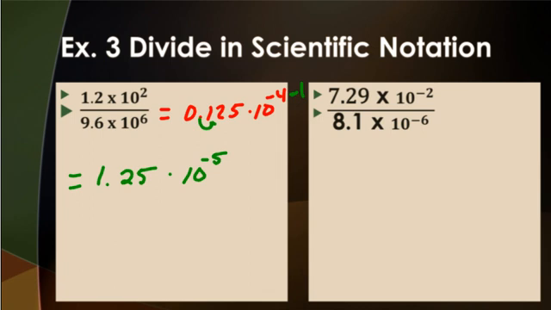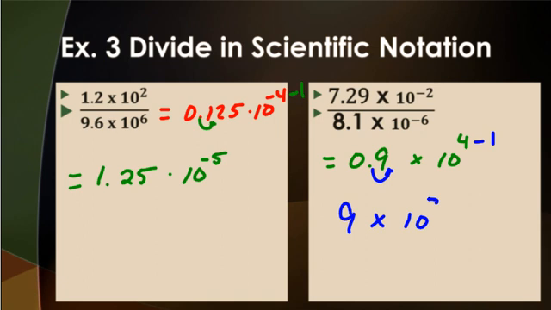Next one, 7.29 divided by 8.1 gives us 0.9 times 10, and I have negative 2 minus a negative 6 gives us a positive 4. I need to have my answer in scientific notation, so I need to move my decimal point 1 to the right. So I lost a decimal place. So I subtract 1, so this would be 9 times 10 to the 3rd power.